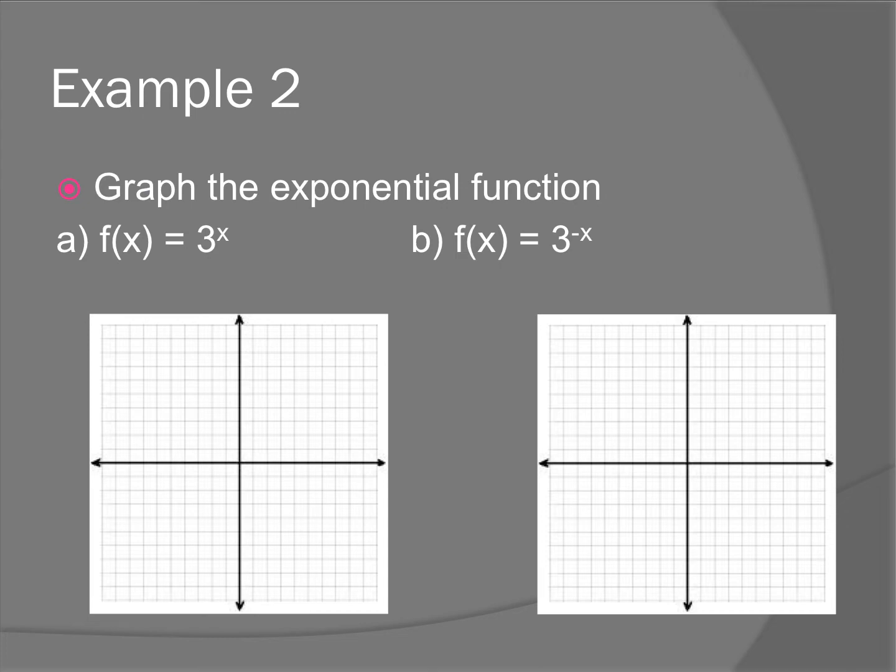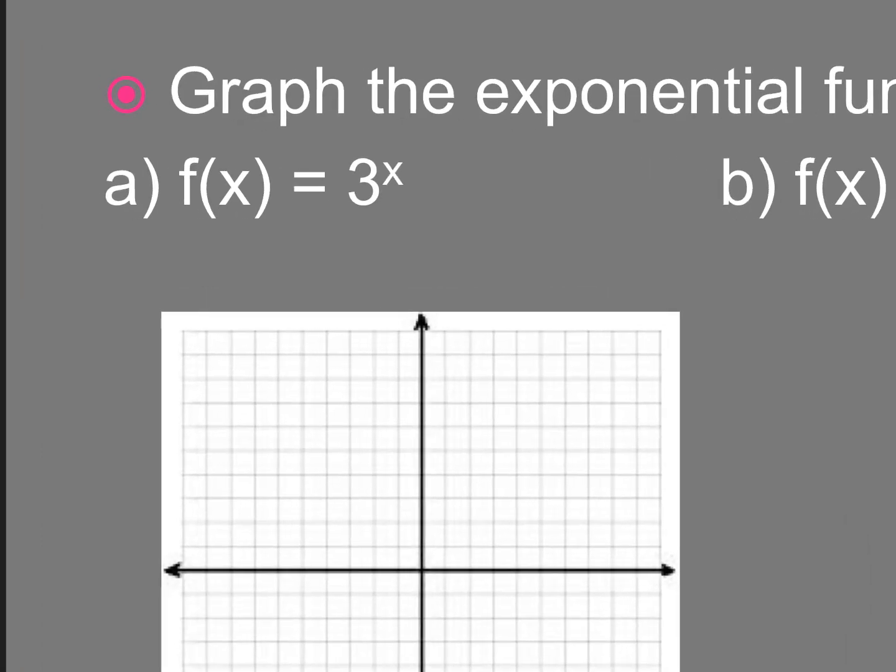Example 2 says graph the exponential function. So we have two different exponential functions here, 3 to the power of x and 3 to the power of negative x. So to graph these, we want to plug in points and plot them. So I'm going to plug in values for x, get values for y, and that'll be our coordinate points, x comma y. And then we can graph.